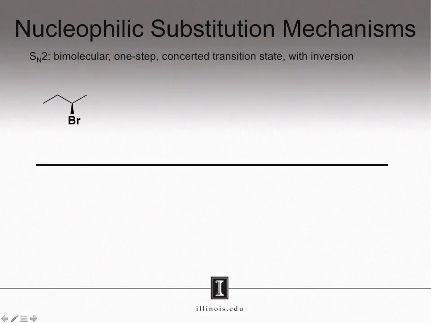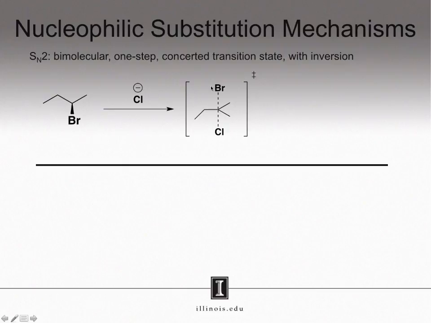Bimolecular means that in the rate-determining step, we have two species that are reacting with each other. In this particular example, we have this alkyl halide and this chloride ion. They react in a single step through what we call a concerted transition state. In this transition state, we see that the chlorine atom-carbon atom bond is beginning to be formed at the same time that the carbon atom-bromine atom bond is being broken. This is what we mean by concerted. Everything is happening at once.